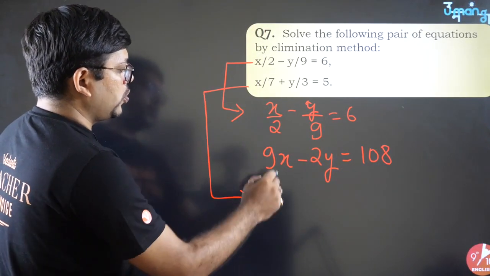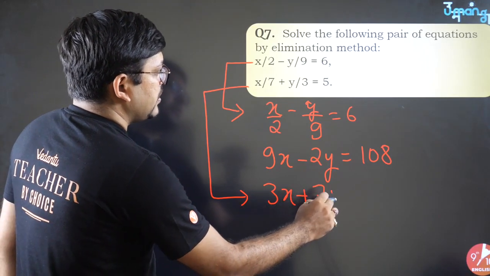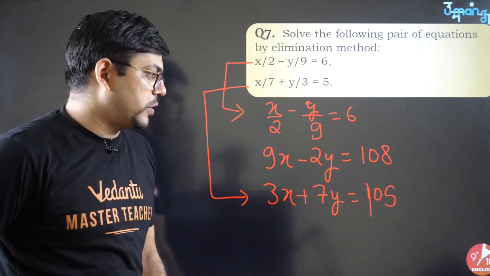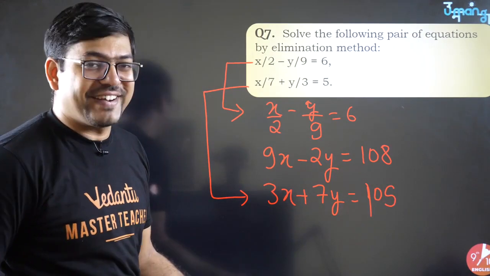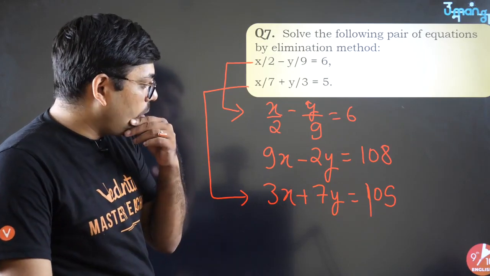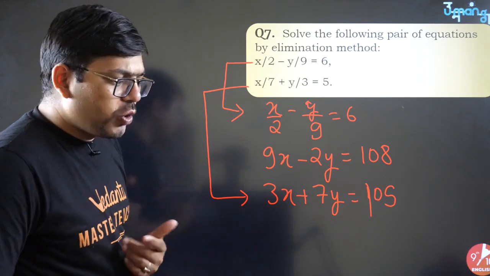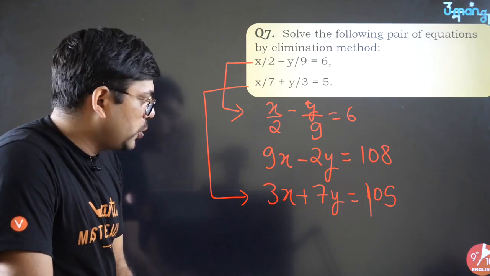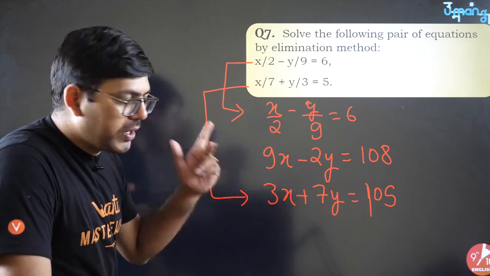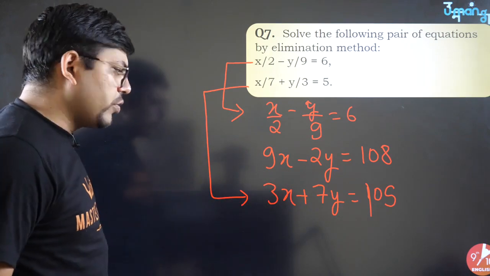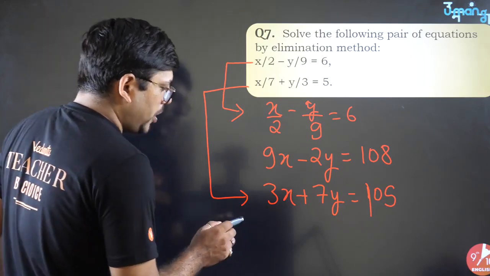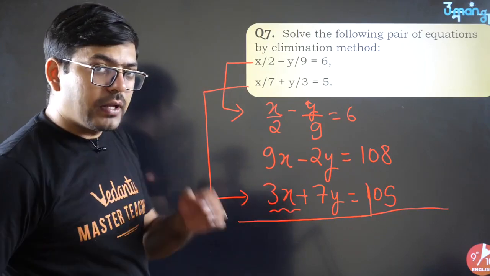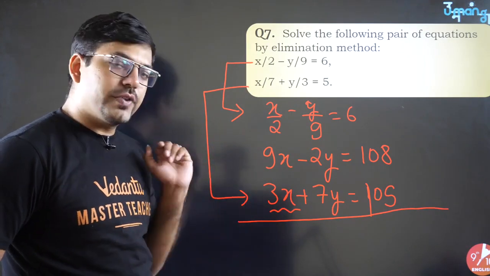Similarly, you will do it here as well. Taking the LCM, you will get 3x plus 7y equals 105. I did it in my mind, so don't wonder how I have written that. Now, again, you have to equate the coefficients. You can choose either y or x, it does not matter. I would like to choose x. First coefficient is 9, second coefficient is 3.